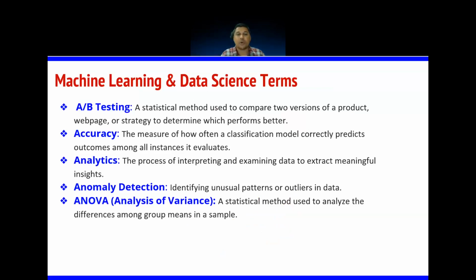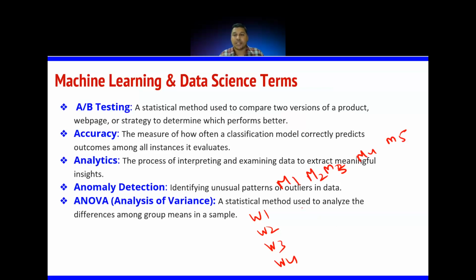So the example of ANOVA, I'll just quickly recall what we have seen already in ANOVA. There are 4 workers: worker 1, worker 2, worker 3 and worker 4. There are 5 machines, M1, M2, M3, M4 and M5. So my goal here is to test the hypothesis that the mean productivity of the 4 workers is dependent on the mean productivity of the machines.